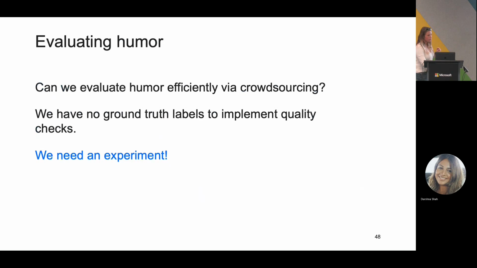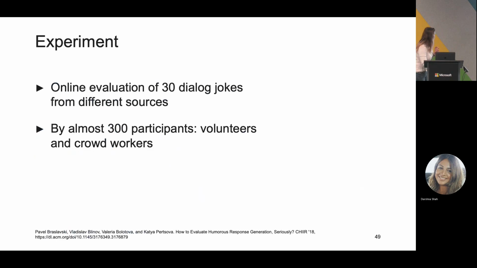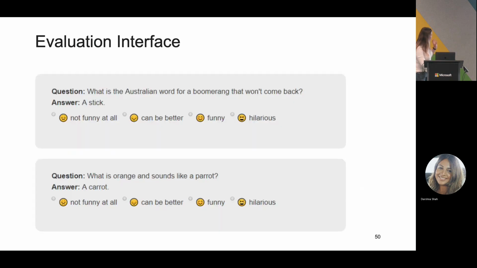But that's why we experimented, and this is how the setup looked. We had 30 dialogue jokes from different sources, 300 participants, and we put it on the crowdsourcing platform. This is how it looked. So we had a joke, which was a question and answer. Let's read one of them, the last one, because it's shorter.